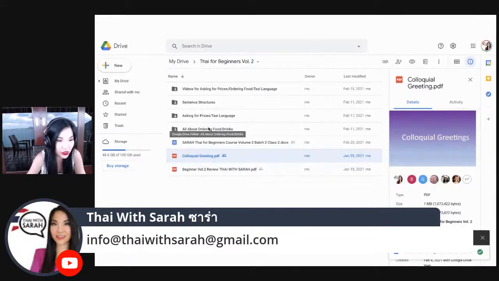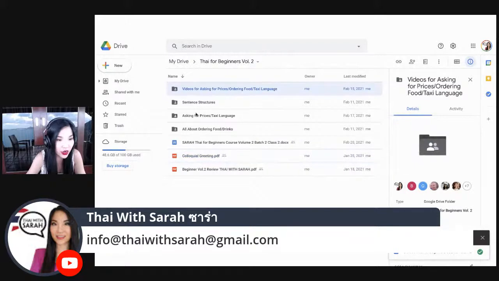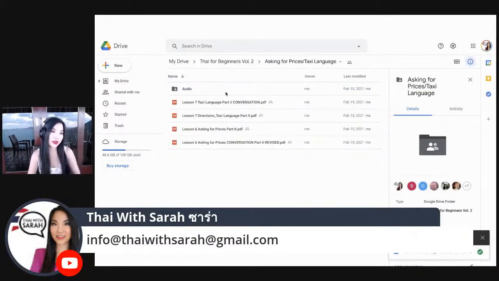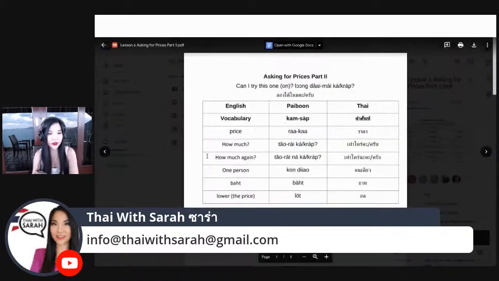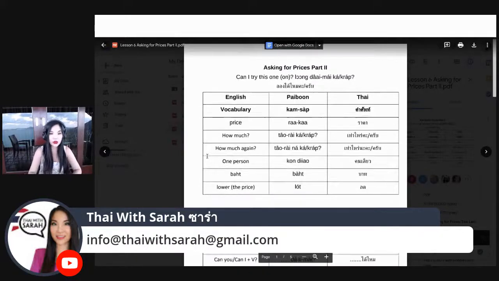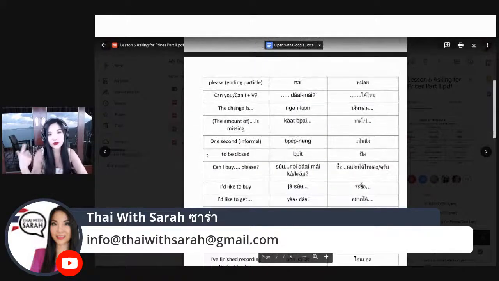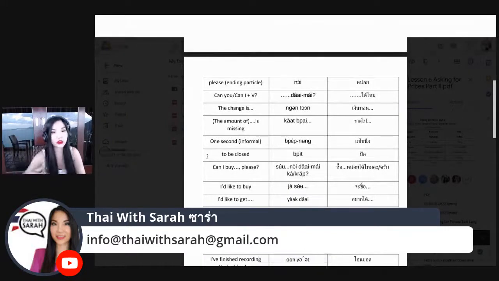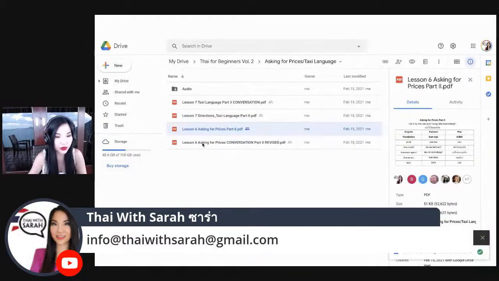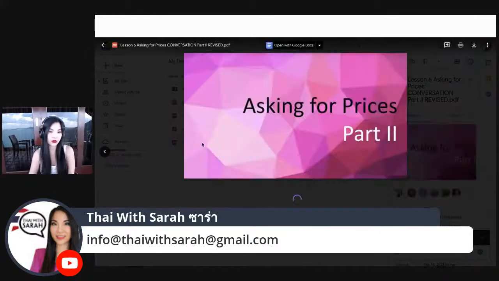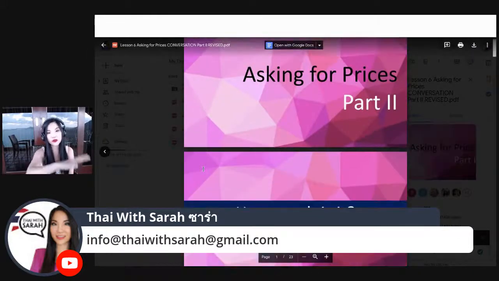And the other one here is we're going to be learning asking for prices, or taxi language. So I have this one. I have the list of vocab here, so we go over this in class just before we get into the dialogue. So you go over this together, and then we go to the conversation together, which is something that I created. All of this material I have created myself.